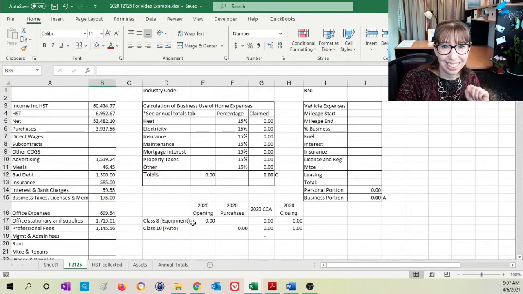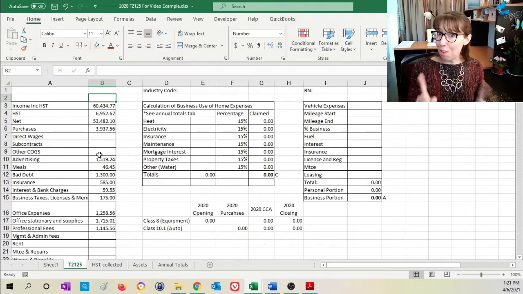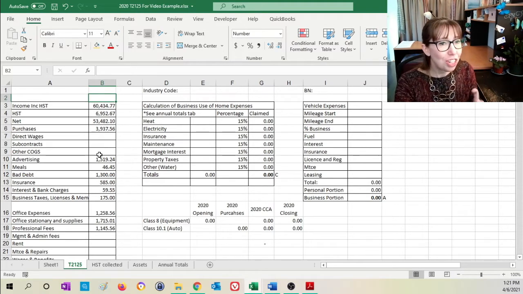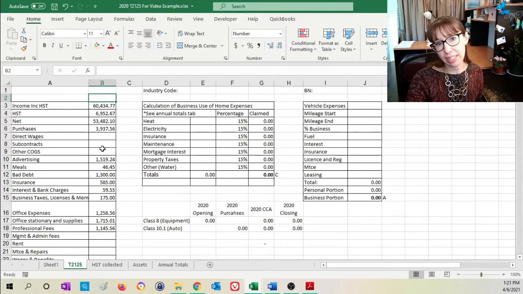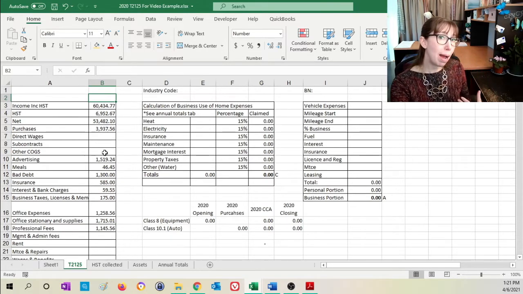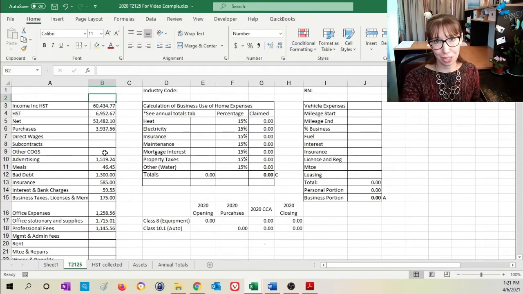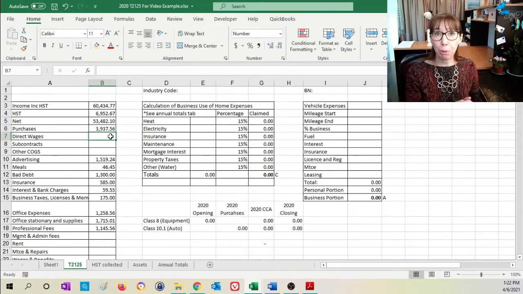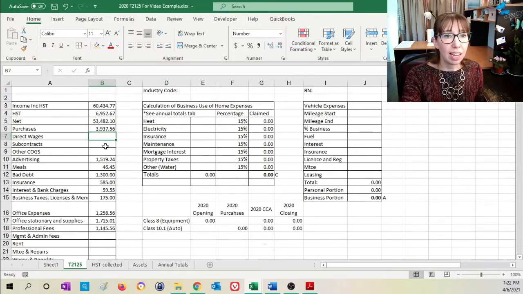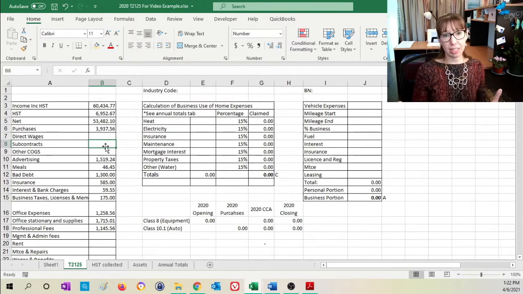the next section. Before we move on to the next section though, I should just take a moment to discuss some of these categories that aren't applicable to my business, but might be applicable to yours. For example, direct wages, that would be where you would put your payroll expense. Subcontracts, that's where you'd put your subcontractor expense.